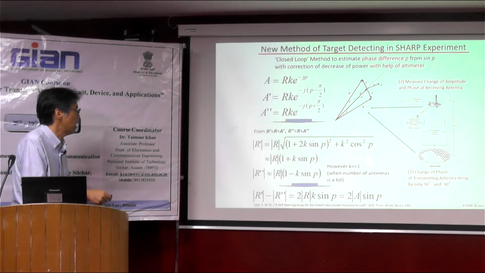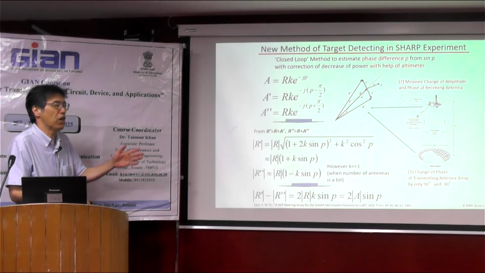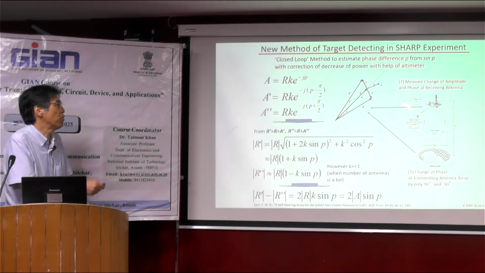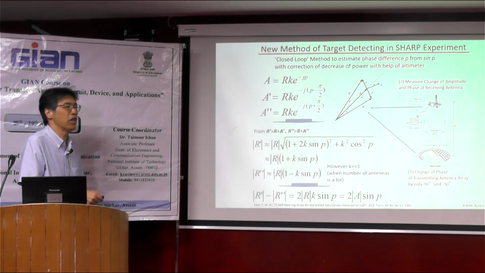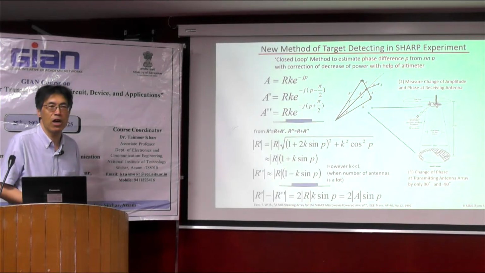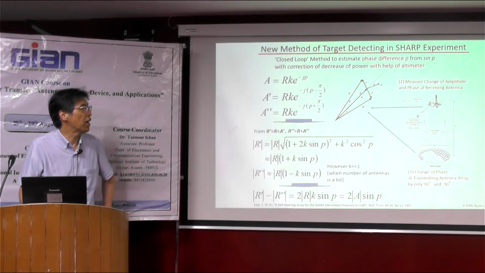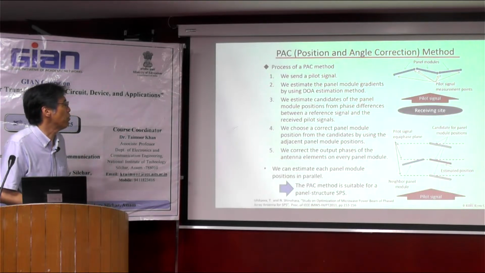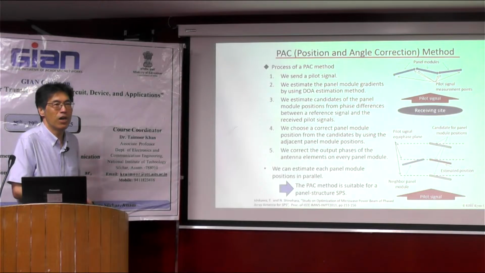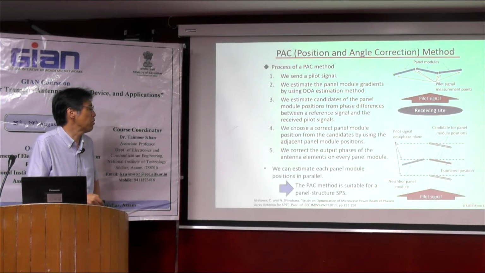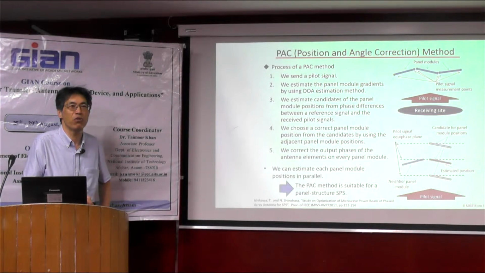And based on this equation, they can find the optimum power by changing the two phases in each antenna. So this is named the SHARP method. This is only one example, the SHARP experiment in Canada in 1987. And recently, we at Kyoto University proposed a new closed loop method named PAC, the position and angle correction method. This is a collaborative research result of Kyoto University and Mitsubishi Heavy Industry in Japan.